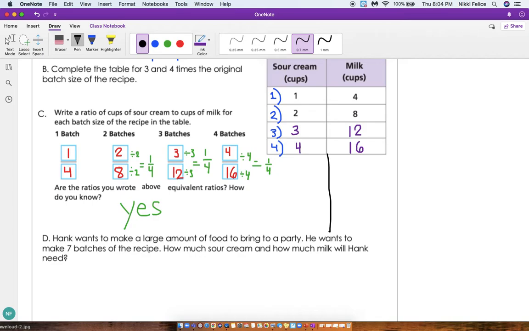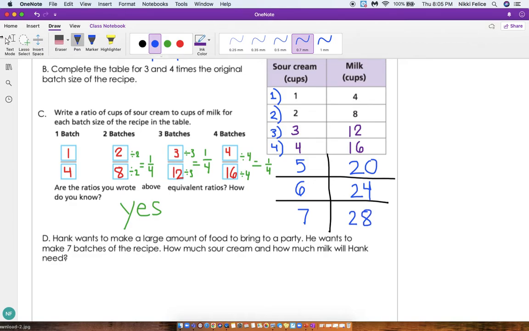We already have up to 4 batches. I could do 5 batches, 6 batches, 7 batches. Let's see what that would be. 1, 2, 3, 4. If I did 5 batches, my ratio would be 5 to 20. Notice how on this side I'm counting by 1s, and for the milk we're counting by 4s. For 6 batches, it would be 6 cups of sour cream to 24 cups of milk. And then 7 batches would be 7 cups of sour cream to 28 cups of milk.